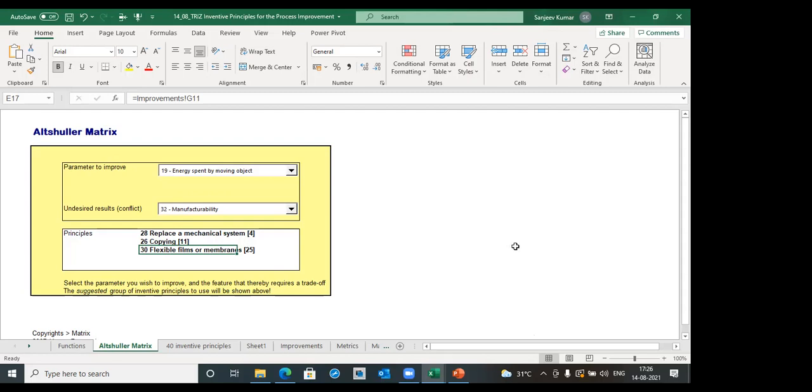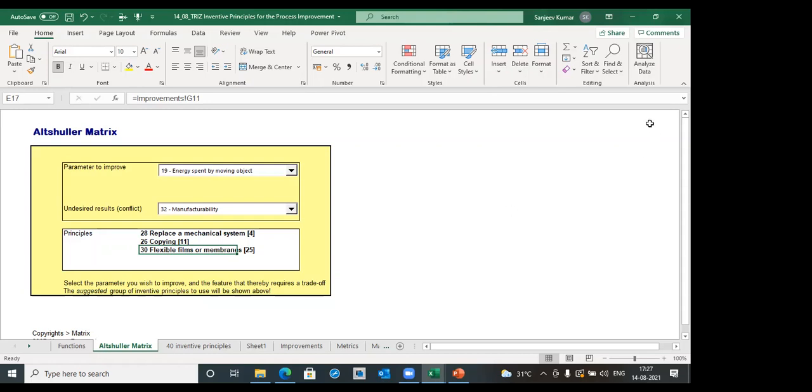And when you do this, you will have principles. For example, here, if you want to improve the energy spent by the moving object, manufacturability will be a problem. So in order to avoid that, you have three principles: principle number 28, principle number 26, and principle number 30. Principle 28 states that you need to replace a mechanical system. Principle number 26 states that you need to do some copying. And principle number 30 states that you need to go for a flexible film or a membrane.